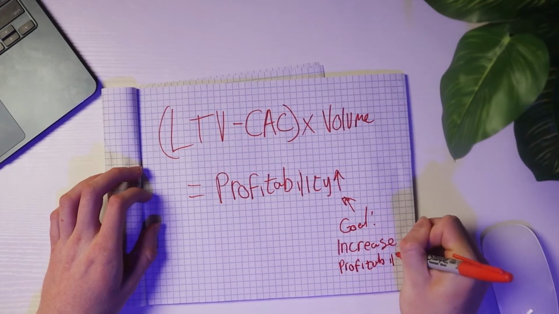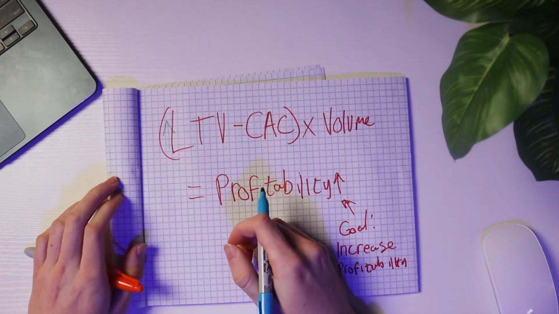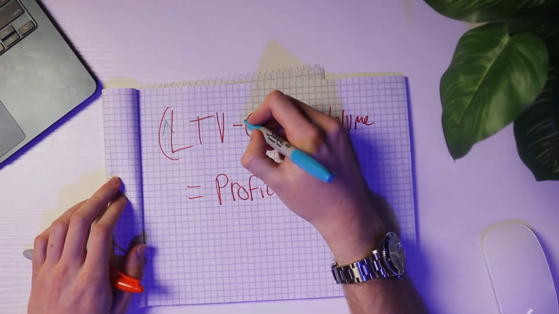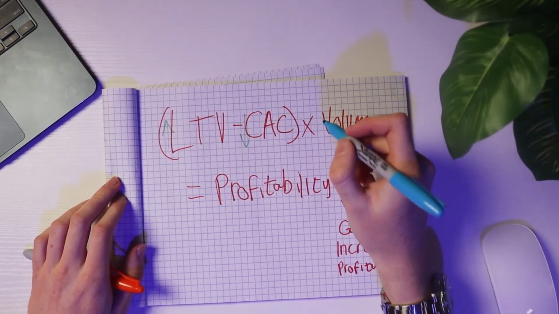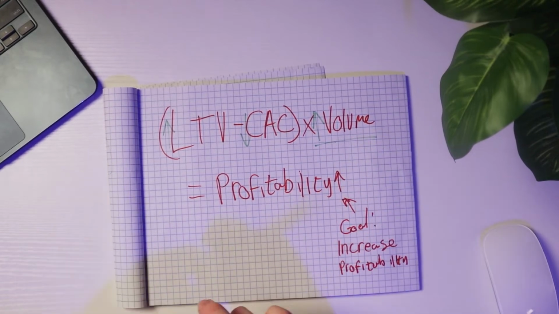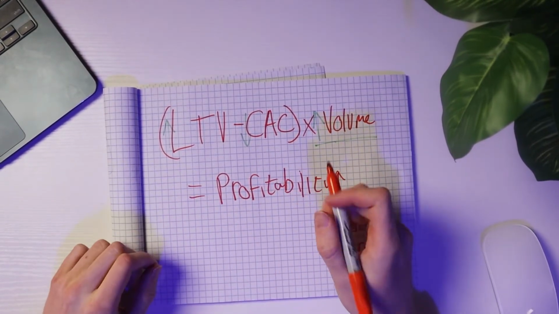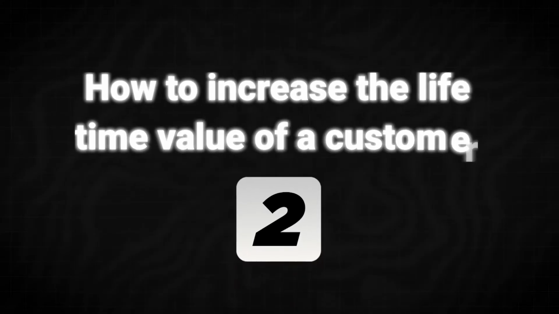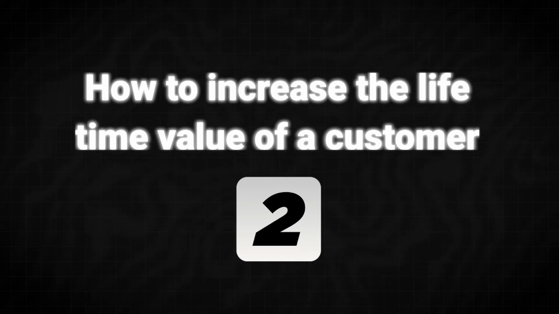Now, there are 3 different metrics we can work on to increase profitability. Our goal is basically to increase the profitability. Number 1 is we increase our lifetime value of a customer. Number 2 is we lower our cost to acquire a customer. And number 3 is we just increase the amount of total volume that we're doing through our system. Now, ideally, you want to be working through all 3 of these things, but in point number 2, we're going to be talking about how to actually increase the lifetime value of a customer, because I think that's the most important one.